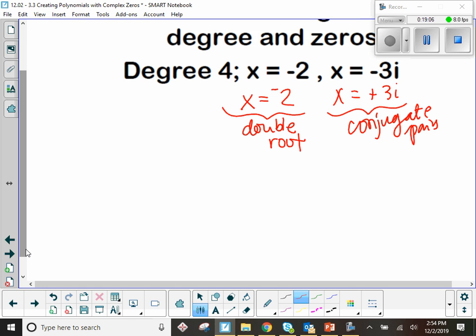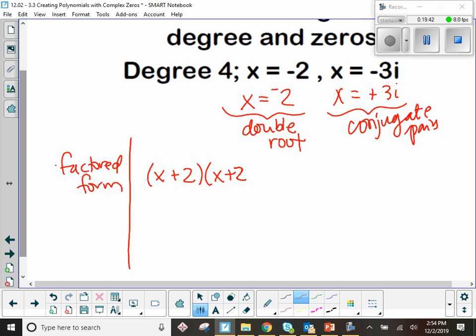So that's the first step of all the problems, is just to be sure you have enough zeros, and that you checked for complex pairs and repeating roots. So then from there you do your factored form. How many x plus 2's do you need? 2, right? So it's not enough to just notice it has 2 zeros or that it repeats. You also have to understand that means you write the factor twice. And then you have your factors from the 3i's.